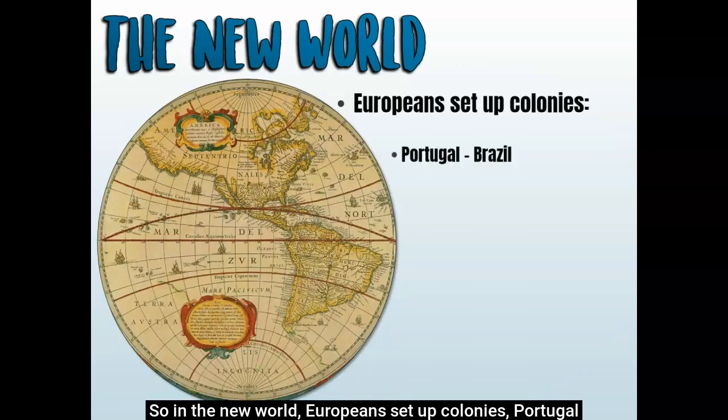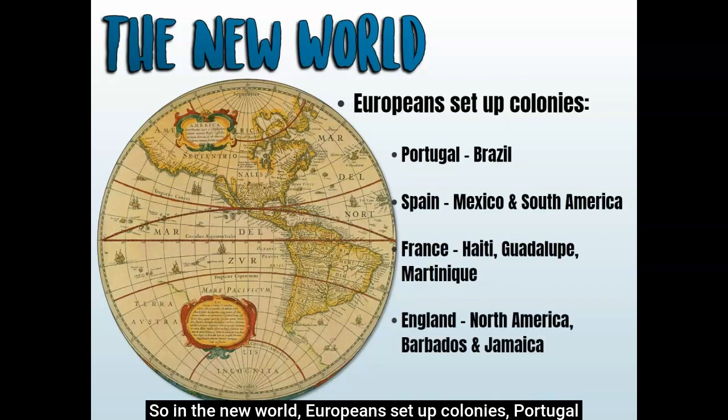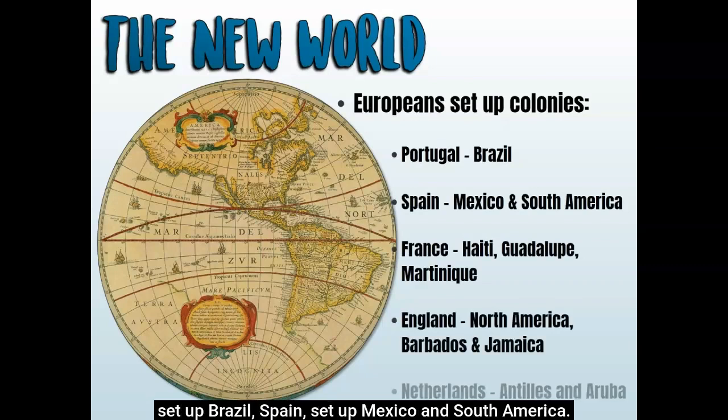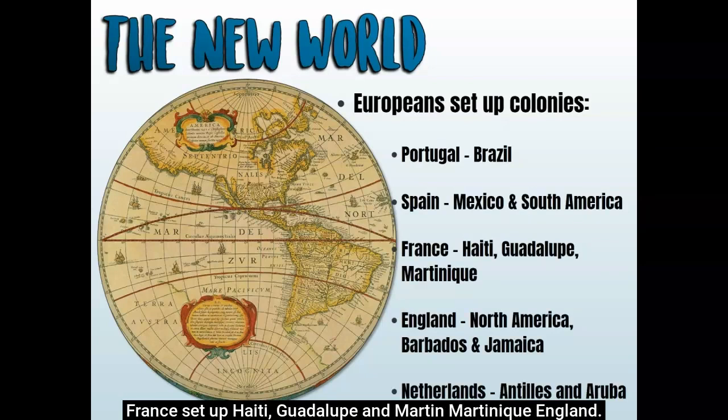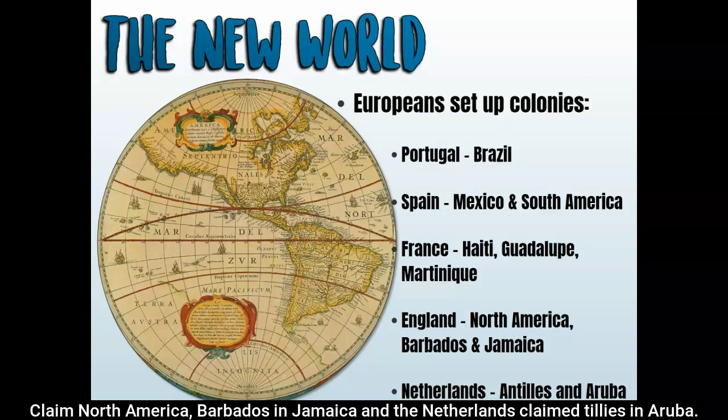So in the New World, Europeans set up colonies. Portugal set up Brazil, Spain set up Mexico and South America, France set up Haiti, Guadeloupe, and Martinique. England claimed North America, Barbados, and Jamaica, and the Netherlands claimed Antilles and Aruba.